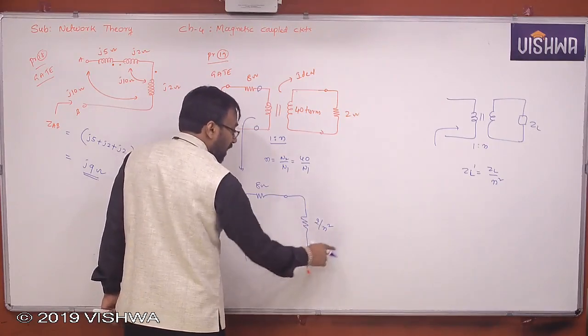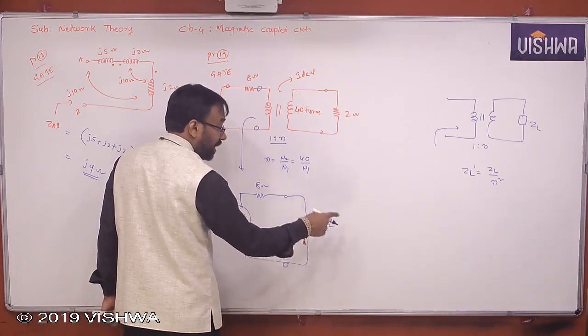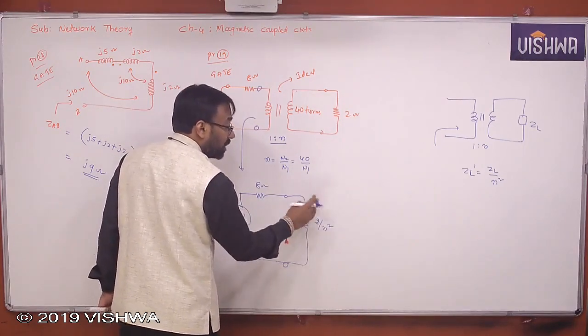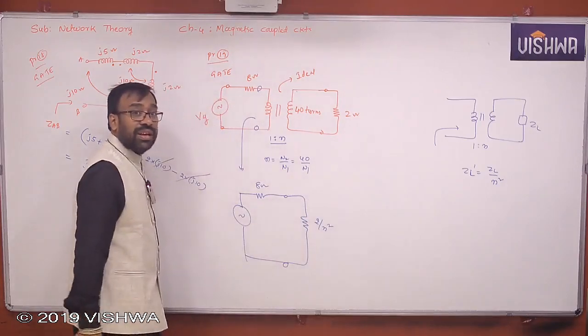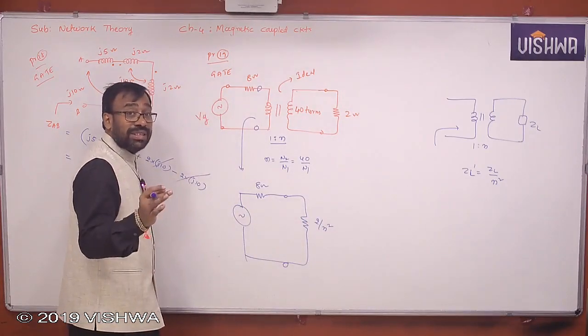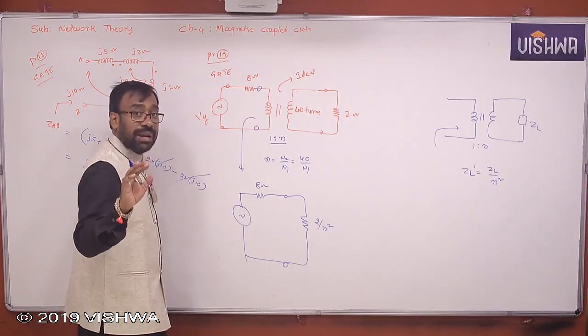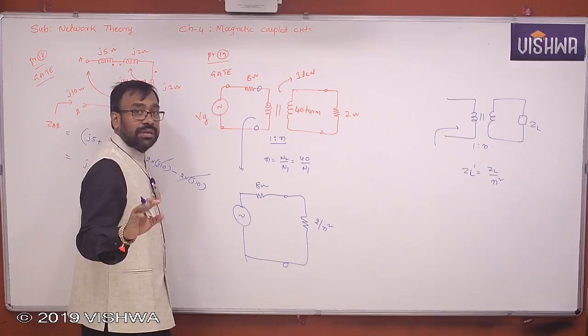Now the load consists of the primary turns. Primary turns are variable. When primary turns are variable, the load is also variable because load is a function of primary turns. Now load is variable or constant? Variable. Now maximum power transfer condition can be applicable or not? Applicable. You understand the point?